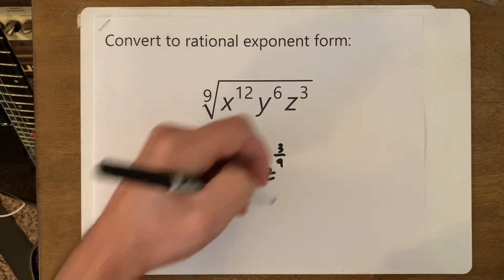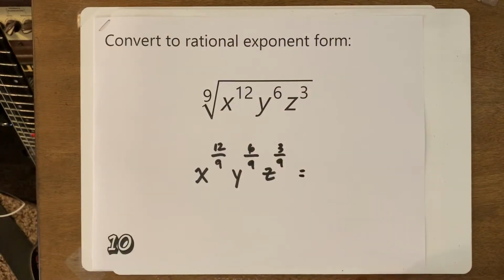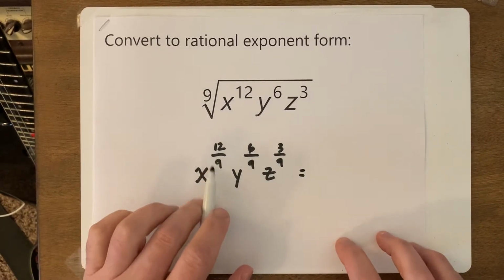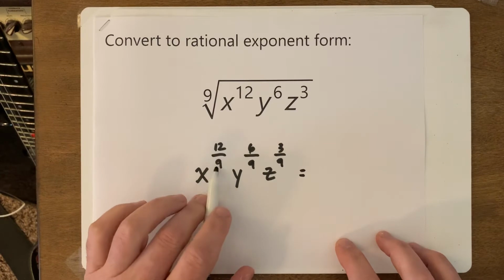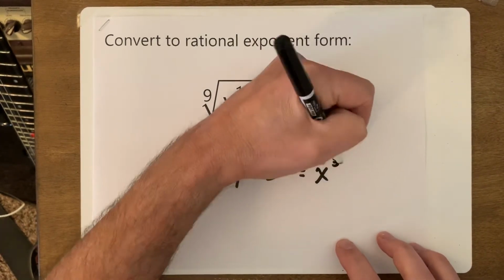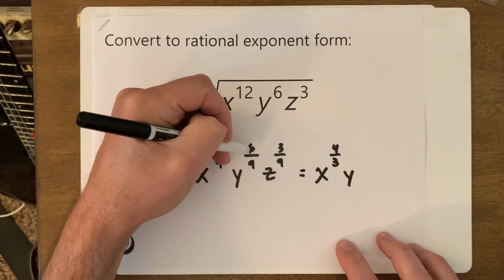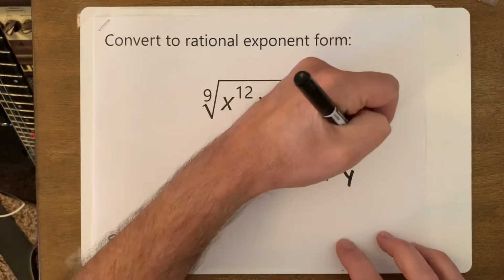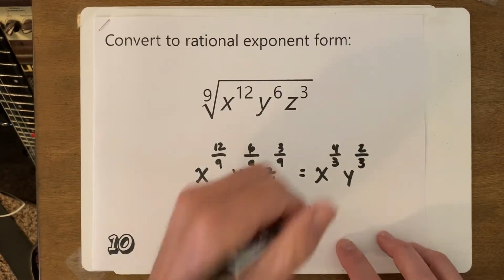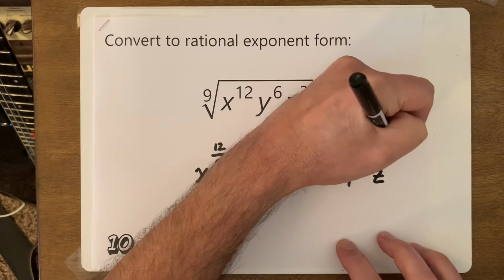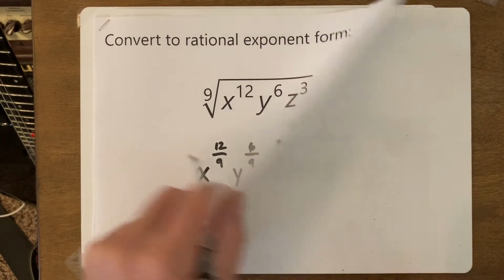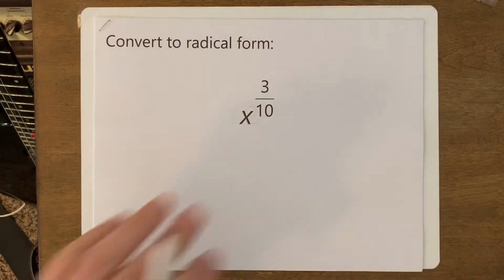Now, when things get more complicated, I don't want to do everything in one step, because if you do, then you're going to start losing people. So let's just do this in one more step. 12 over 9, both these are divisible by 3, so that would be 4 over 3. Y to the 6 over 9 would be 2 over 3. Just divide them both by 3. And z would be 1/3. And then there you go for that. That's it. That's all you have to do. I've seen that one on the ACT many times.